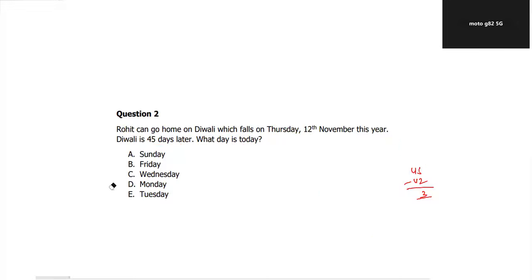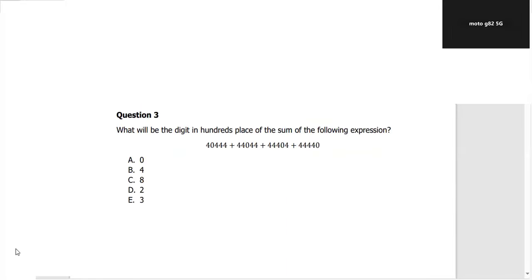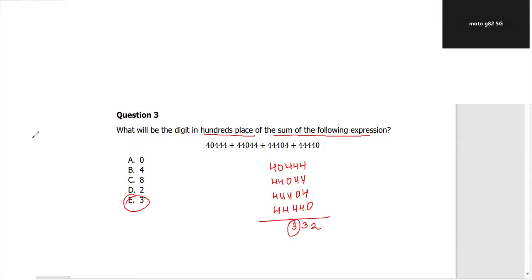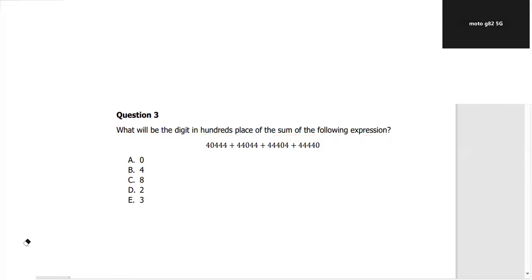Let's move on to the next question. What will be the digit in the hundreds place of the sum of the following expression? So we add it up. 44044. So 444, 12, 1 carry 13, 1 carry 13. So the digit at the hundreds place will be 3. So the answer is option E. These are easy questions. We're going a little fast.